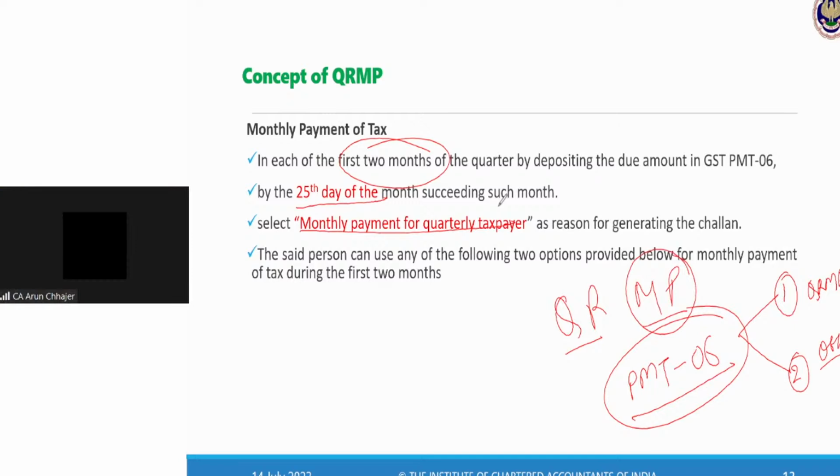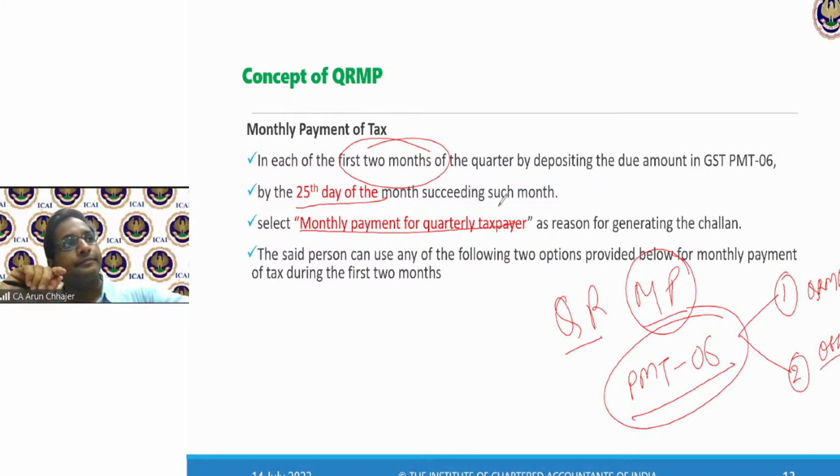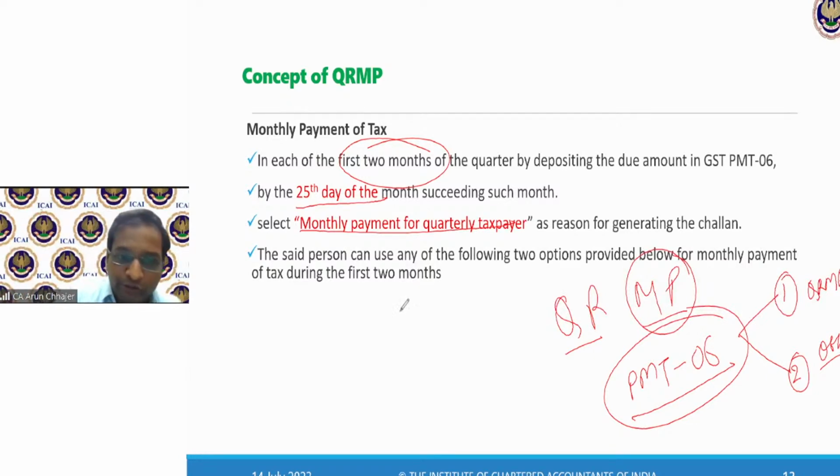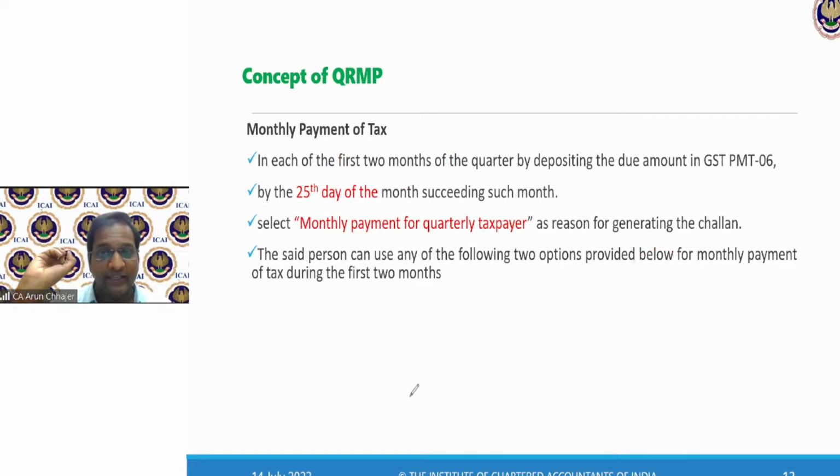So I have to select that option and pay the amount. How much do I have to pay? कितना मुझे पे करना है, that we are going to discuss. There are two methods, एक fixed sum method, एक self assessment method. We are going to discuss, but the point is, I have to pay the taxes by 25th by selecting the option monthly payment for quarterly taxpayer.